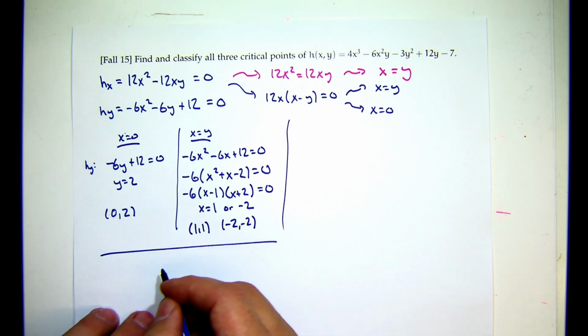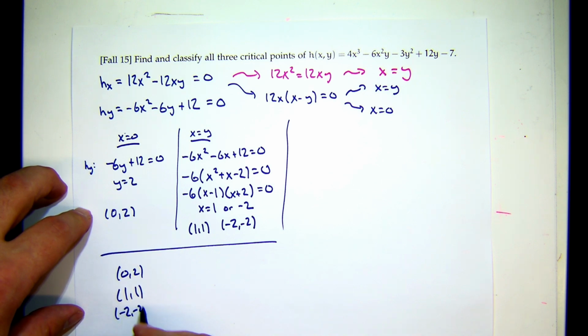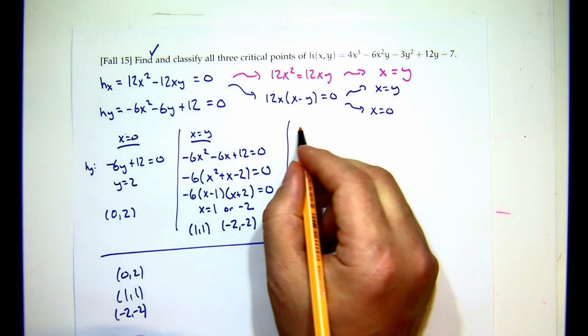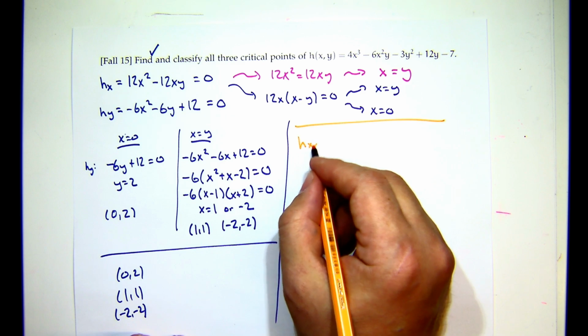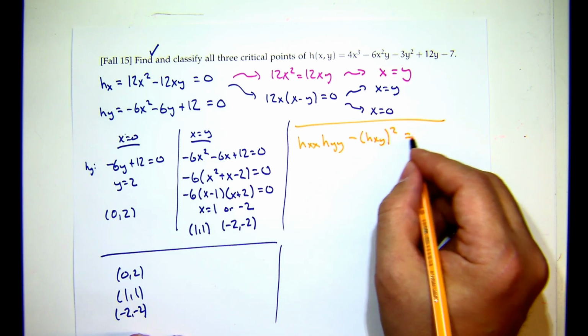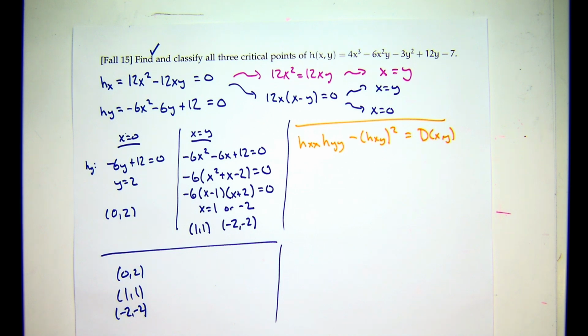Okay, so we have our 3 points: (0, 2), (1, 1), (negative 2, negative 2). Those are the points that we have found. So check that off. We're not done, but we've made good progress. We found them. What comes next? Classify. And to classify, we start looking at h_xx times h_yy minus h_xy squared, which I call d. If you are in a different class, sometimes this is called the Hessian, but that's okay. We call it just d, the discriminant.